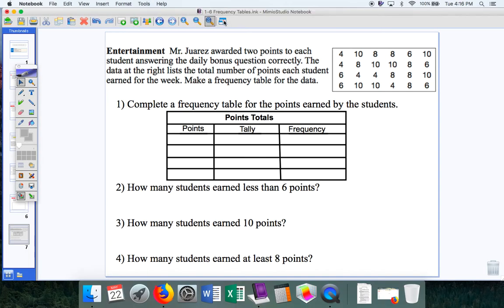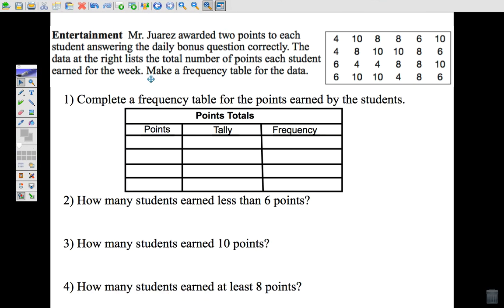Okay, last example. Mr. Juarez awarded 2 points to each student answering the daily bonus question correctly. The data at the right lists the total number of points each student earned for the week. Make a frequency table for the data. So you get 2 points. So you'll notice that there's no odd numbers here because you get 2 points each time. So we have 4s, 6s, 8s, and 10s. So I think we can split that up like this. We have point totals of 4, 6, 8, and 10.